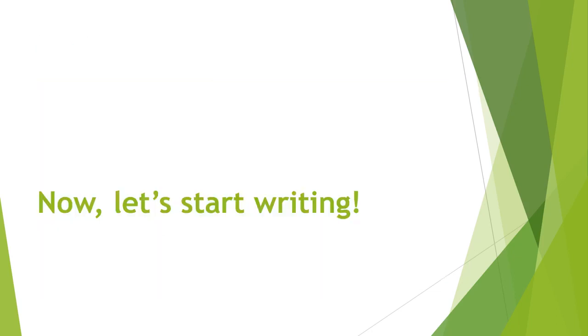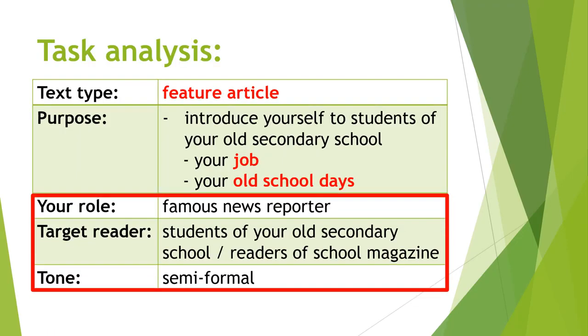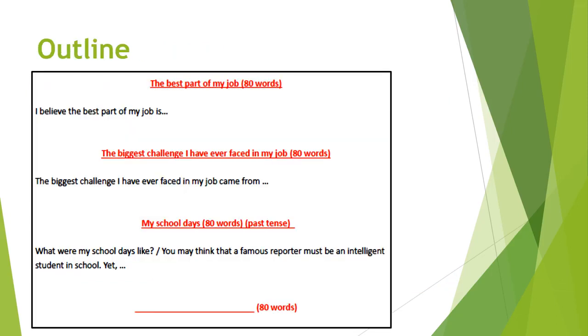Okay, now we can start writing. Once again, let me remind you that you are an old student and also a news reporter, and you're writing something for the students of your old secondary school, so your tone should be informal. Now, the outline should be like this. Nothing special. Four parts. You have to think of your own subheading for the last part.